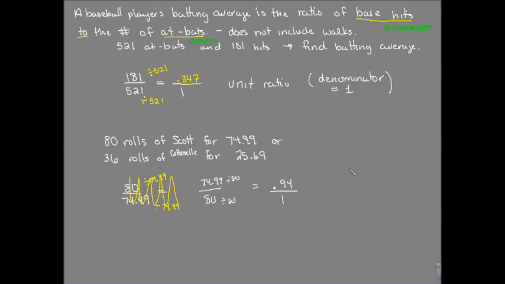So 1 roll of Scott is 94 cents. If I do the Cottonelle, I have 25.69 over 36. So I divide them both by 36.